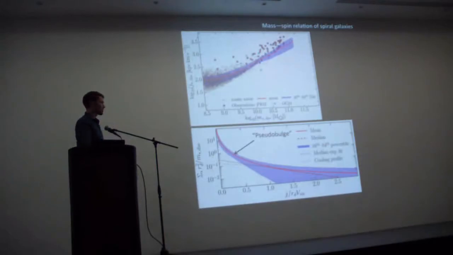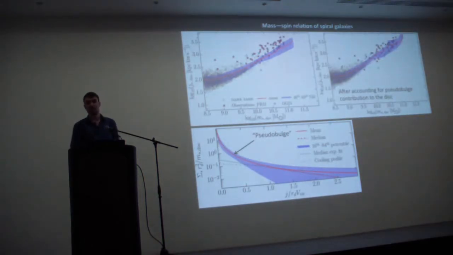I'm not really sure that this is a term that actually makes a lot of sense. Maybe we should be calling them pseudo-disks. But anyway, we've decided that doesn't count as part of a disk because it's not exponential, because we've decided that disks need to be exponential for some reason. Now, all these observed galaxies have pseudo-bulges, so you need to actually take that into account if you want to compare to the data fairly. But when you do that, lo and behold, it matches perfectly.